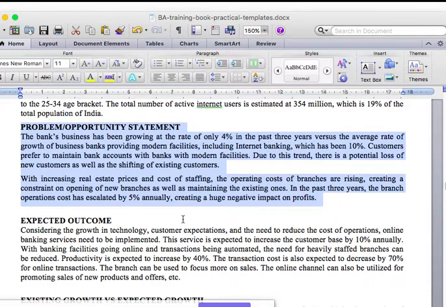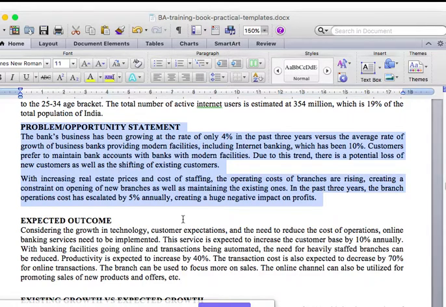Customers prefer to maintain bank accounts with banks with modern facilities. Due to this trend, there is a potential loss of new customers as well as shifting of existing customers, right? With the increase of real estate prices and the cost of staffing, operational cost of the branches are rising, creating a constant pressure on opening new branches as well as maintaining the existing ones, right? So this is adding another point, that it's not only the customers and the growth, it also helps you reduce the operating cost. So this is where it is showing as an opportunity.